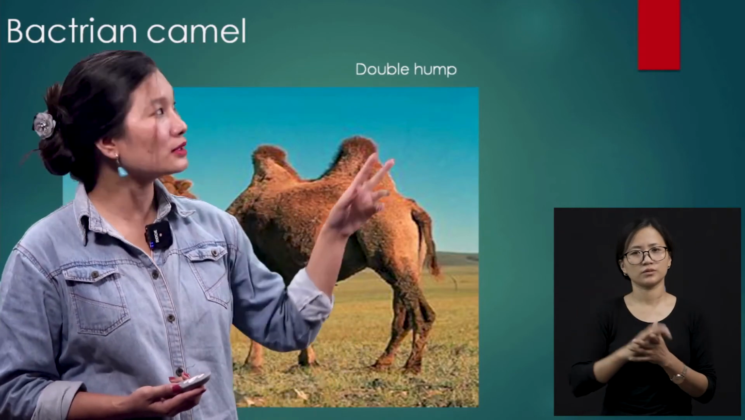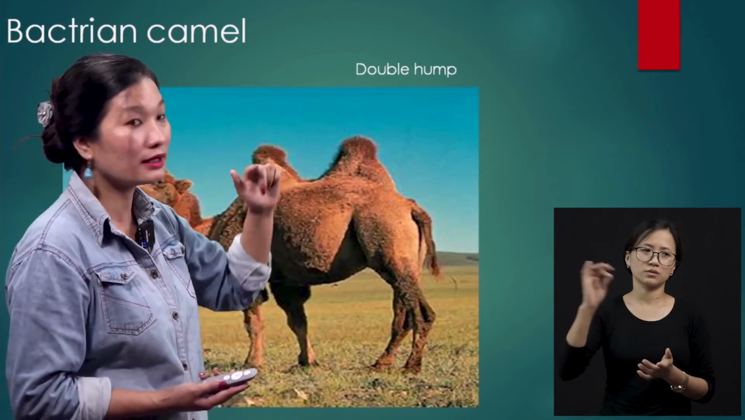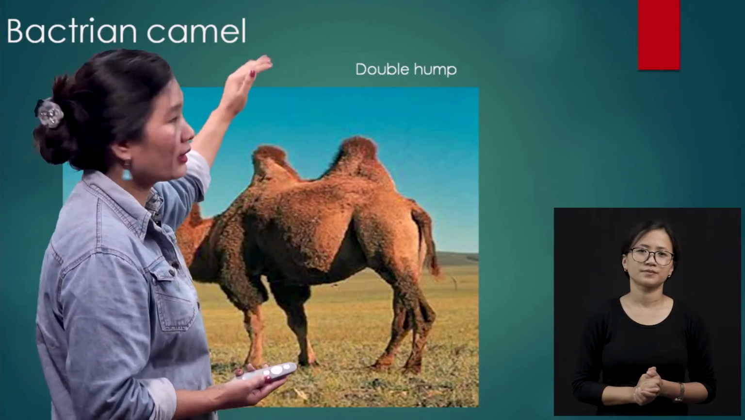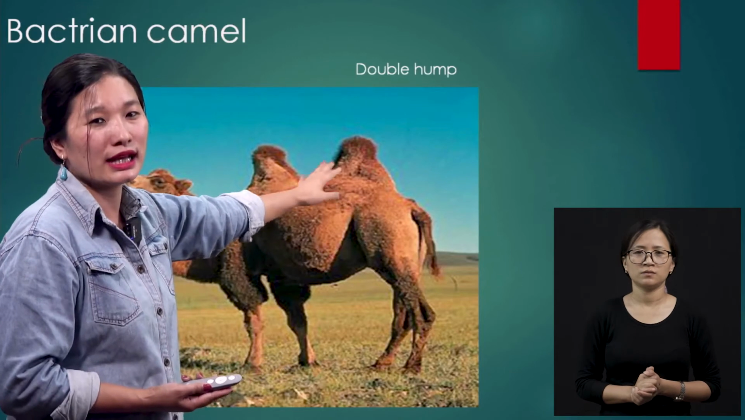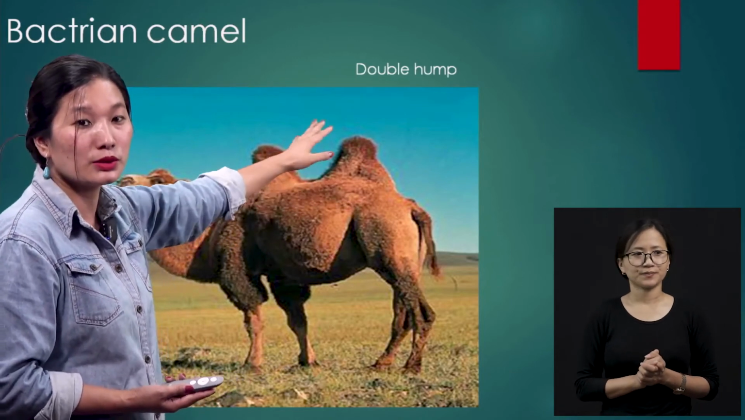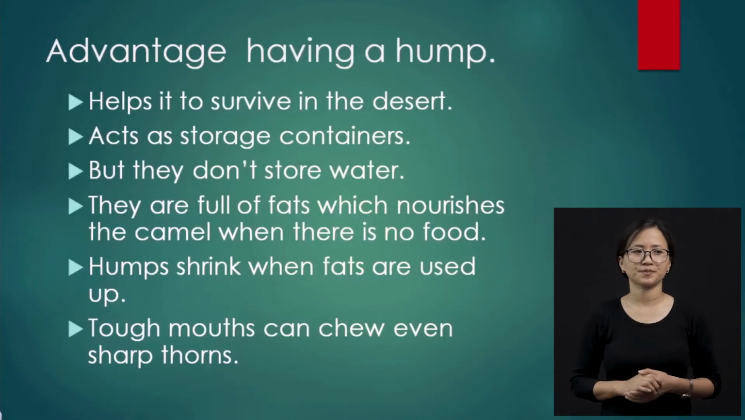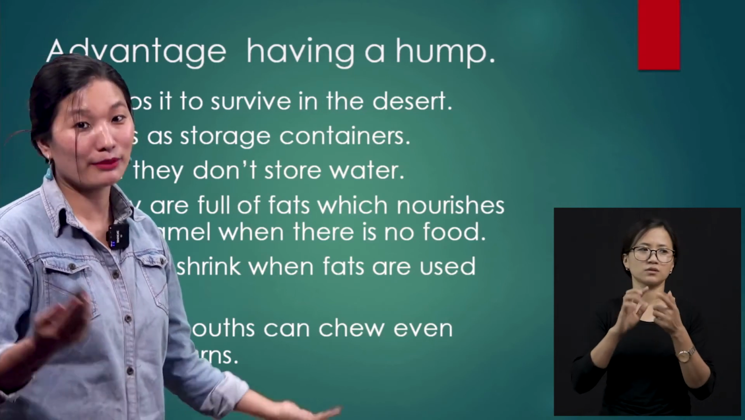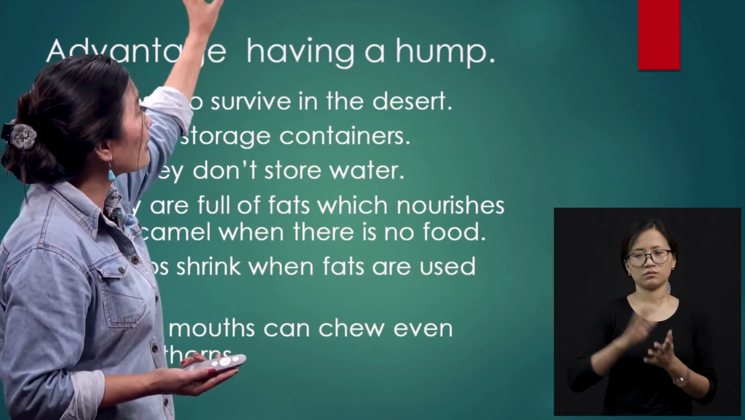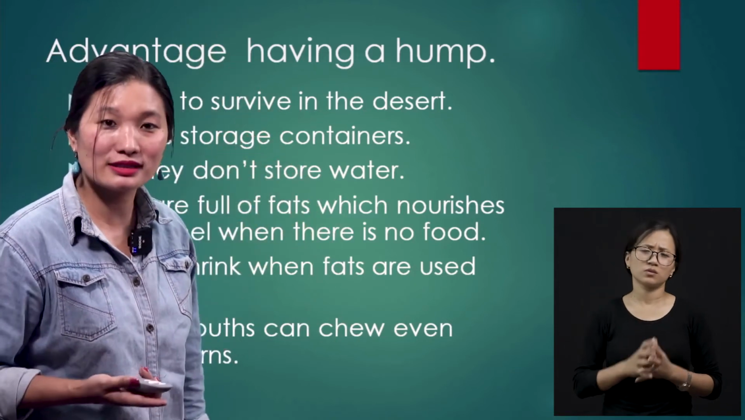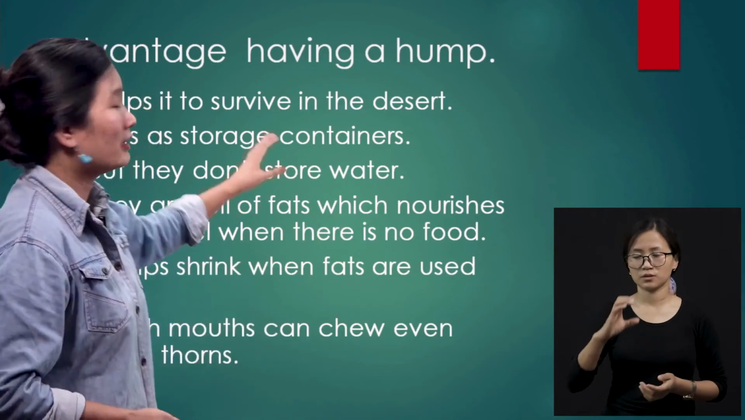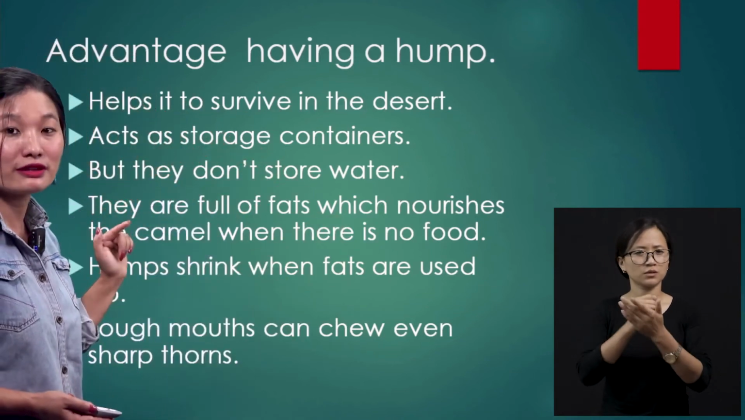So do you know the 2 types of the camels here? Dromedary camel, that is the camel with a hump, and the other one is Bactrian camel, the camel which has a double hump, these 2 humps, okay? And yes, the advantage of having a hump. We are not camels, so we don't have humps. But for the camel, it has so many advantages, okay? It has so many advantages that it helps the camel. Let's see. It helps it to survive in the desert.